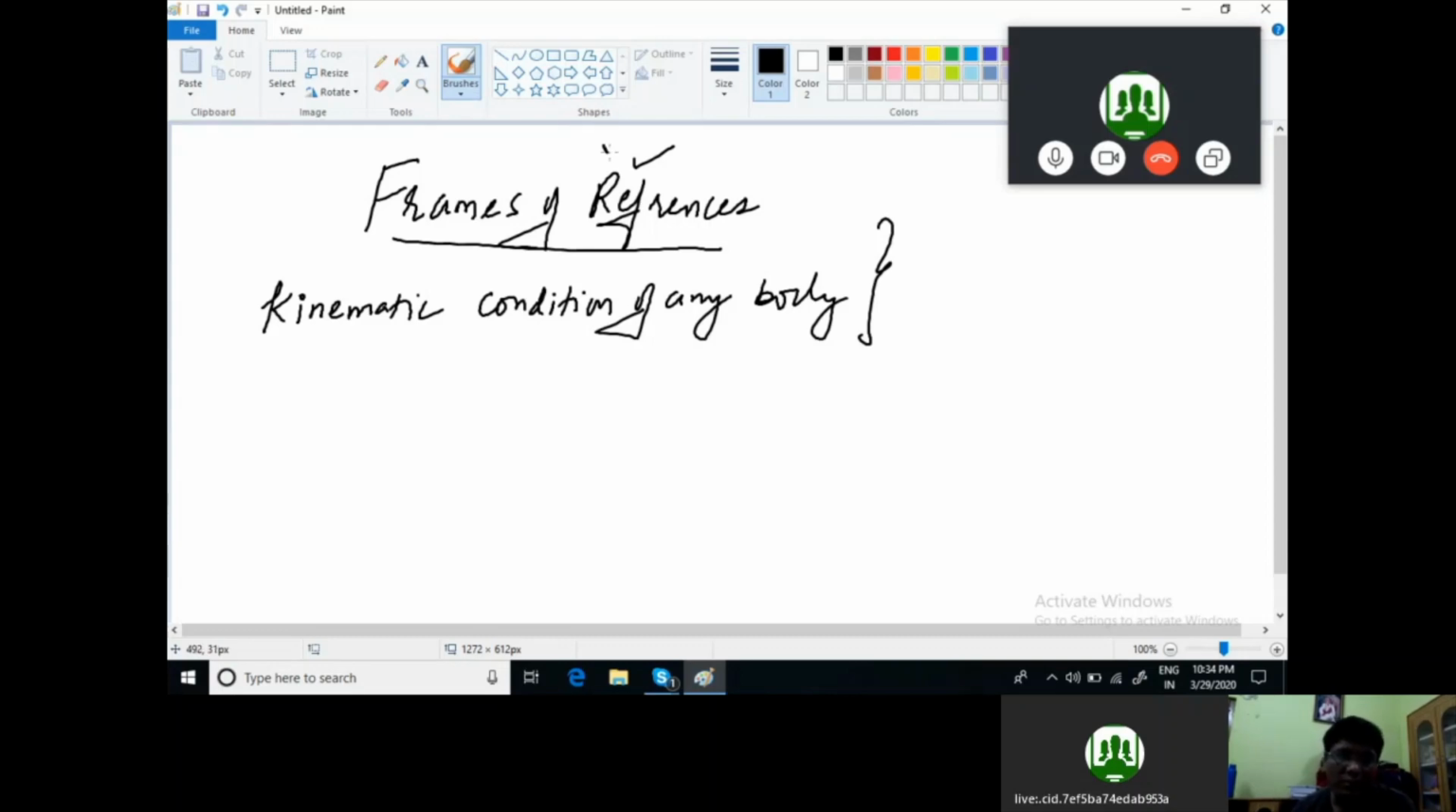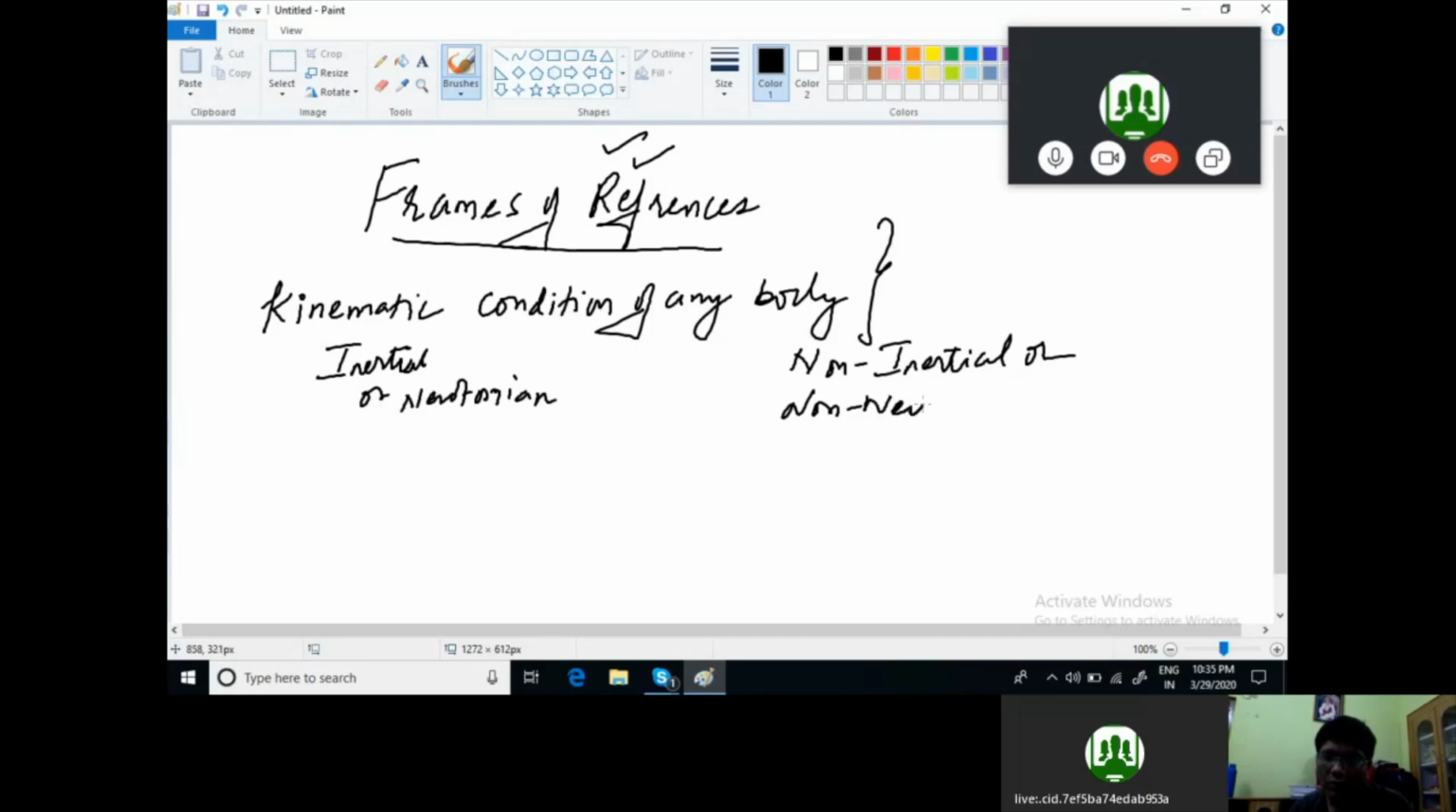So in physics there are two types of reference frames. The first reference frame is known as the inertial frame, or the Newtonian frame, right? The second one is known as the non-inertial, or non-Newtonian frame, right?